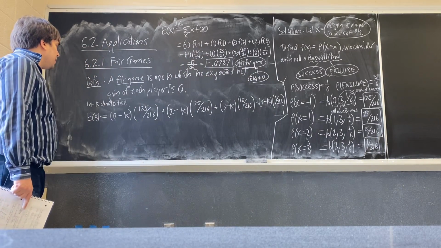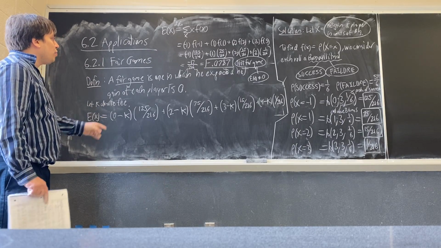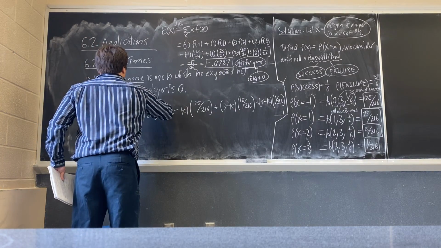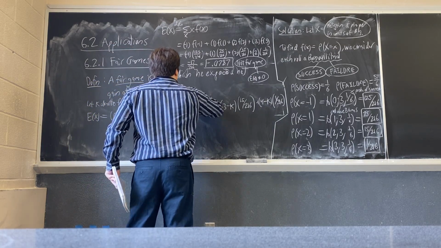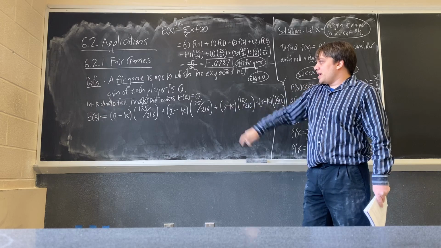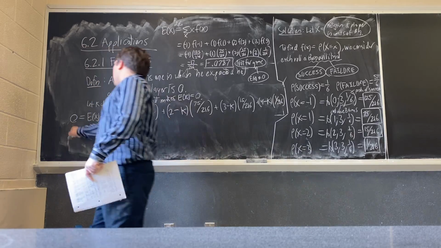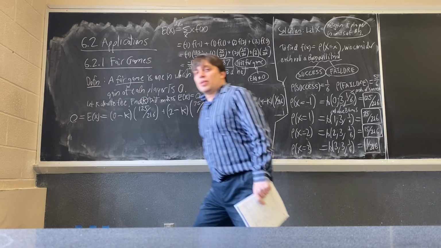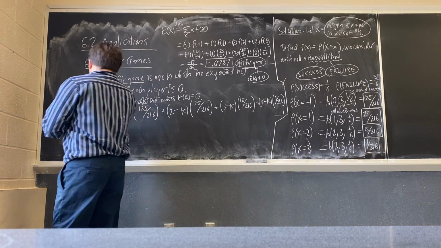So this is the expected value of your discrete random variable. What we're saying is that we want to find the value of K that makes E of X equal to 0. Find the value of K that makes this a fair game, makes E of X equal to 0. For what value K do you plug in here so that the expected value is 0? You just solve for K in this equation, 0 equaling that.